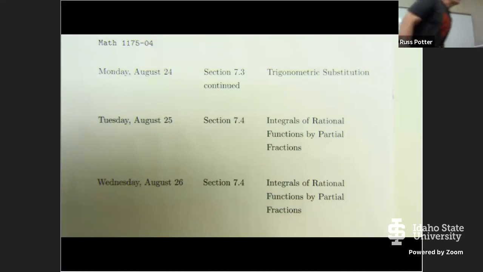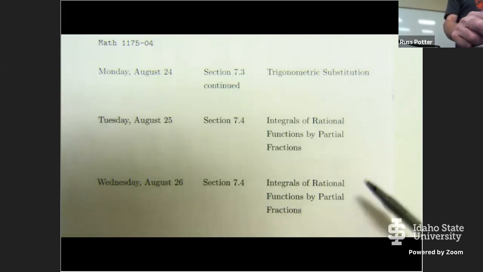Okay, we have about a minute to spare or so. Well, it's pretty close to 9 o'clock.